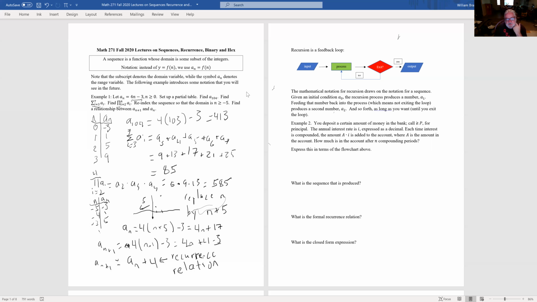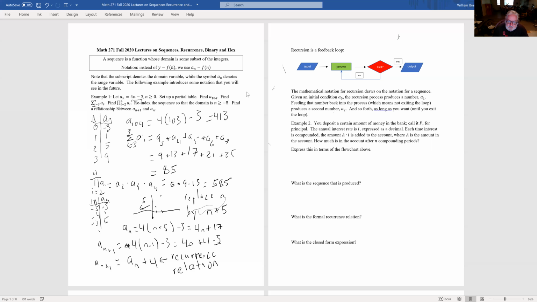So a classic example of recurrence is, suppose you deposit a certain amount of money in a bank, call it P, that's your principal. The annual interest rate is I, expressed as a decimal. Each time interest is compounded, the amount A times I is added to the account, where A is the amount in the account. How much is in the account after n compounding periods?